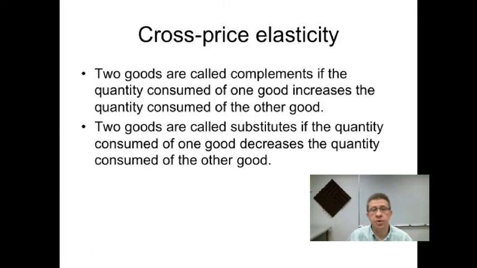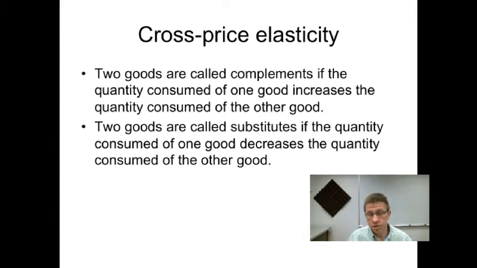Okay, we're continuing with cross-price elasticity. So two goods are called complements if an increase in the quantity consumed of one good increases the quantity consumed of the other good. Two goods are called substitutes if an increase in the quantity consumed of one good decreases the quantity consumed of the other good.